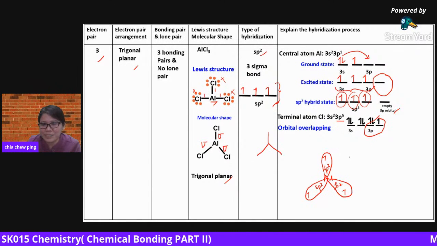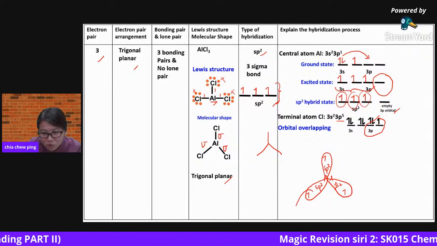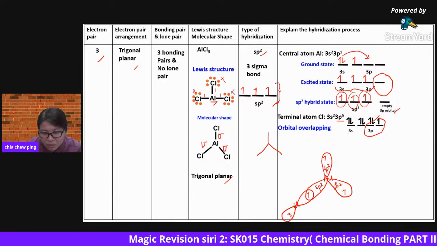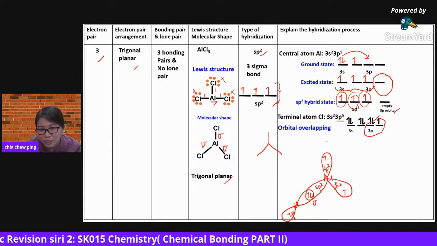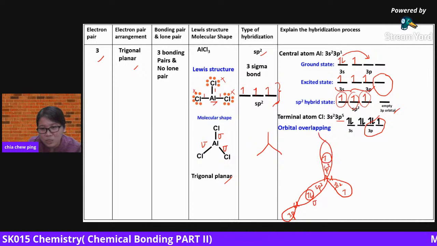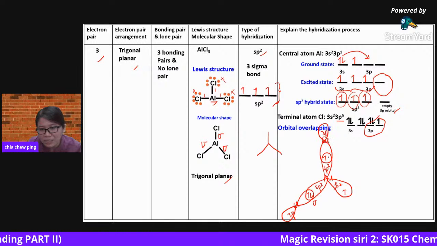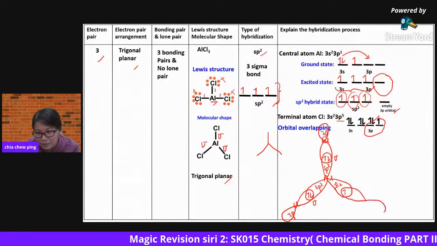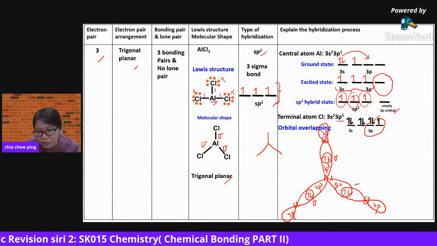Cl is a p orbital, 3p orbital. So I'll draw the 3p here. So they overlap end to end. Cl 3p, so they bring one electron to share. Okay, here also end to end overlap. And Cl 3p brings one electron to share. And this is another 3p. Cl 3p, and brings one electron to share.